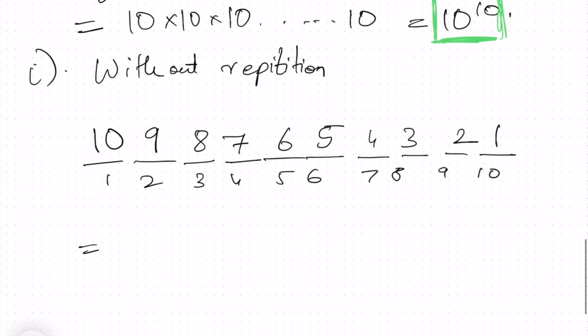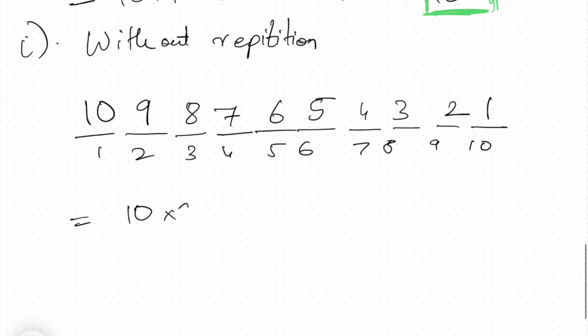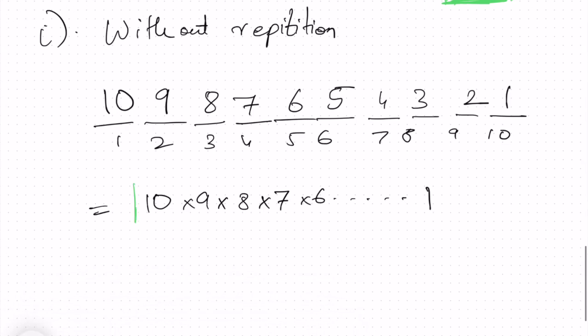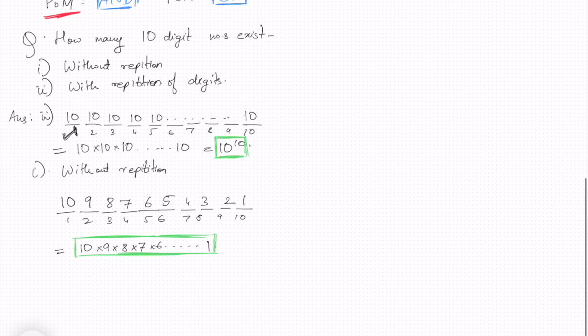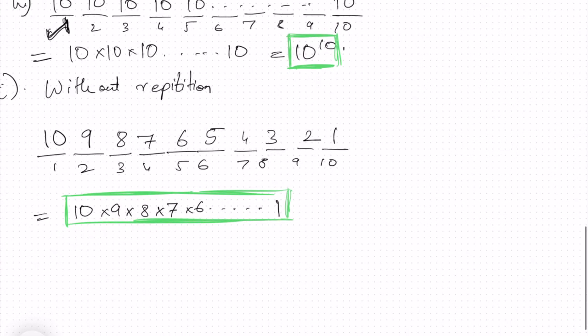So the answer, because again we're doing all of these tasks simultaneously of filling each place with digits, is 10 into 9 into 8 into 7 into 6 all the way up to 1. Now this arrangement is a very special result that we'll be seeing in the next lecture. So do keep in mind this specific arrangement of numbers, basically 10 into 9 into 8 into 7 all the way till 1, or any number into the product of its previous numbers.